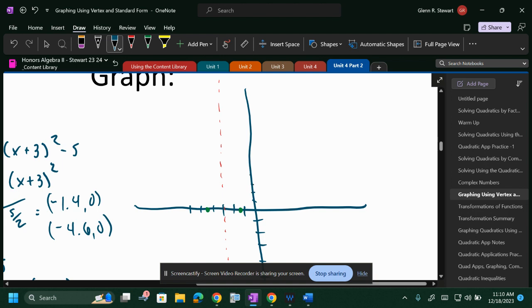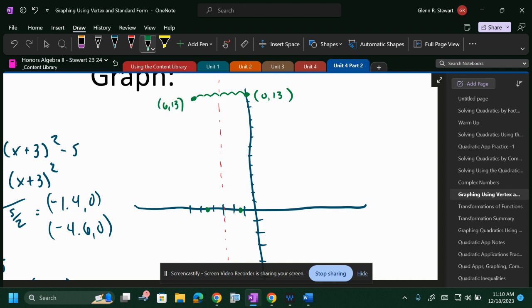1, 2, 3, 4, 5, 6, 7, 8, 9, 10, 11, 12, 13. So notice how this point is 1, 2, 3 away. So you'll also have another point 1, 2, 3 away at (-6, 13). That's what that axis of symmetry does, is it allows you to see that there are 2 sides of it, essentially, that it's going to be equidistant from all that.